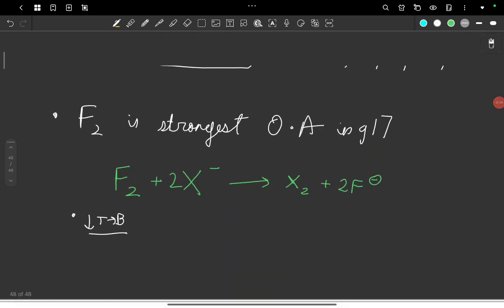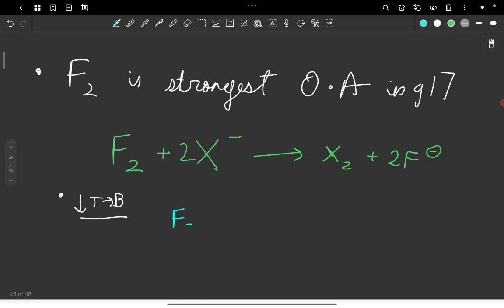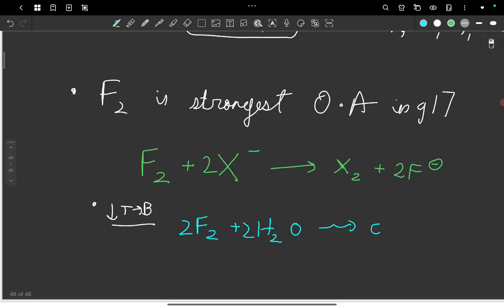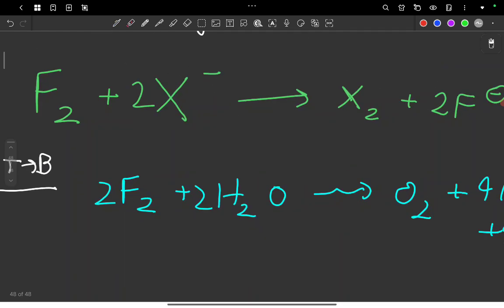What does this mean? Fluorine can oxidize bromine, bromine can oxidize iodine, and so on. And the last thing I want to mention is that fluorine is such a strong oxidizing agent that it can even oxidize water itself. It oxidizes water to oxygen and H plus ions, and it gets reduced itself to fluoride ions. But look at the magnitude of that power. It's removing the oxygen from water itself.